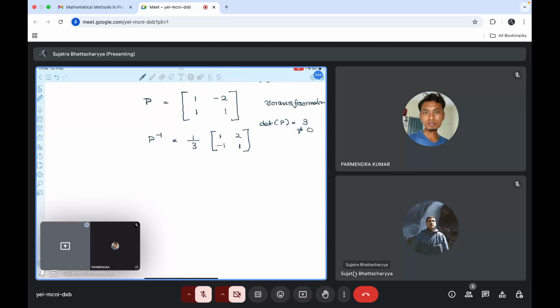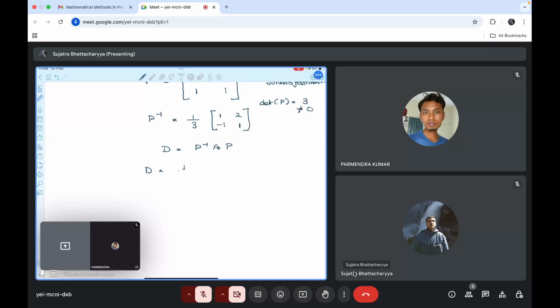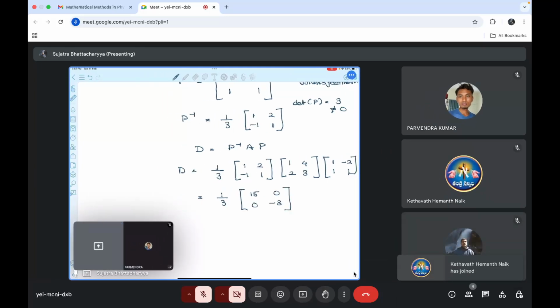All right. So what is the procedure for diagonalizing the matrix? It is P inverse A P. So just try this: 1 by 3, 1, 2, minus 1, 1. Original matrix 1, 4, 2, 3. And the P which we have got 1, 1, minus 2, 1. Once you solve it, you get 1 by 3 times 15, 0, 0, minus 3. And this gives you 5, 0, 0, minus 2.